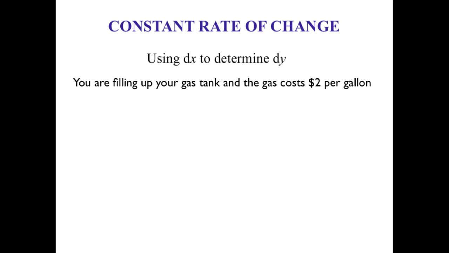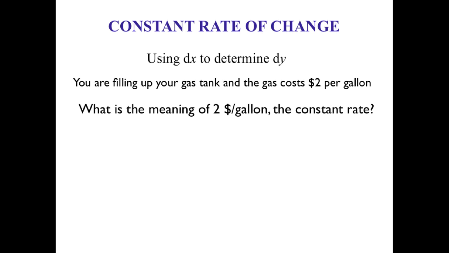You're filling up your gas tank and the gas costs $2 per gallon. What's the meaning of $2 per gallon? Yes, it's a constant rate of change. So what does that constant rate of change of $2 per gallon mean? Tell the person next to you. Go.